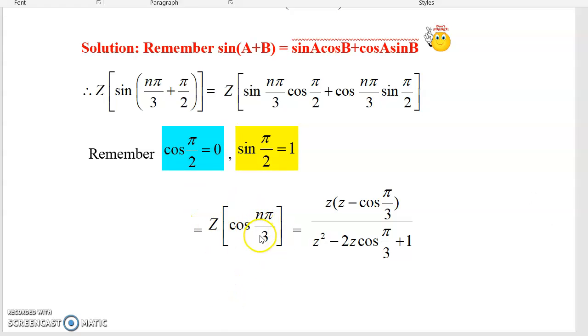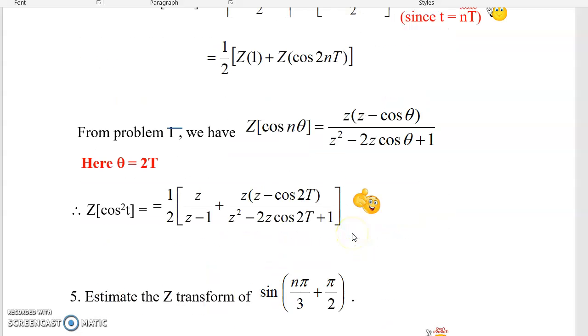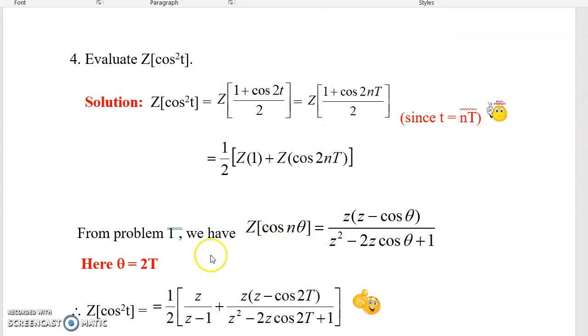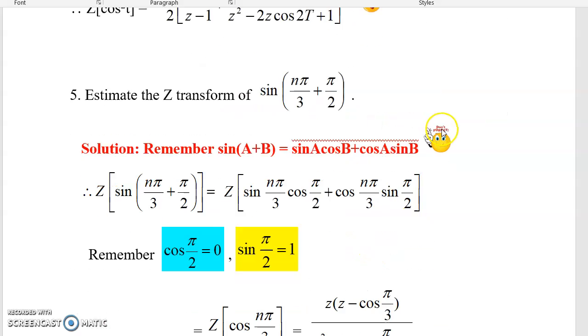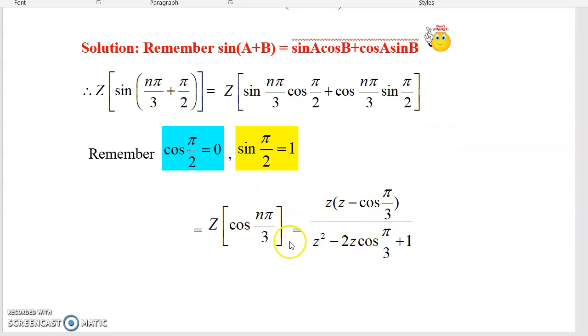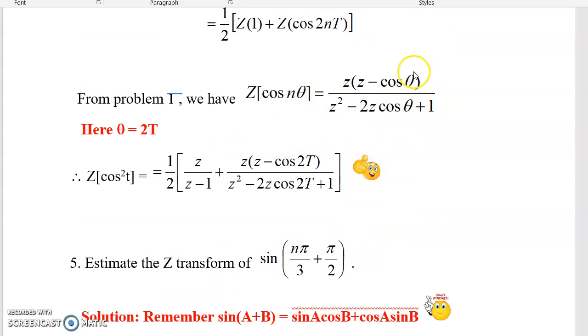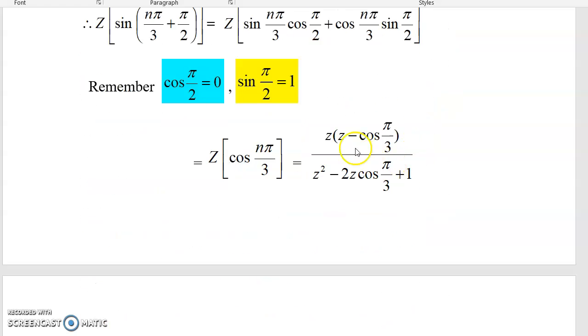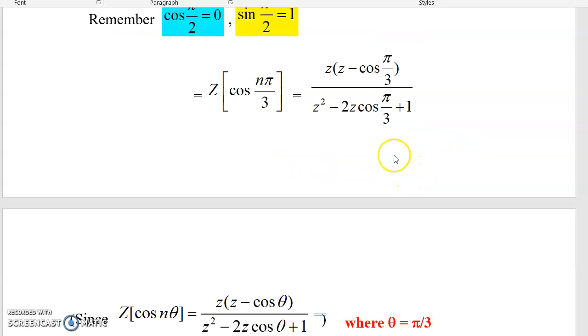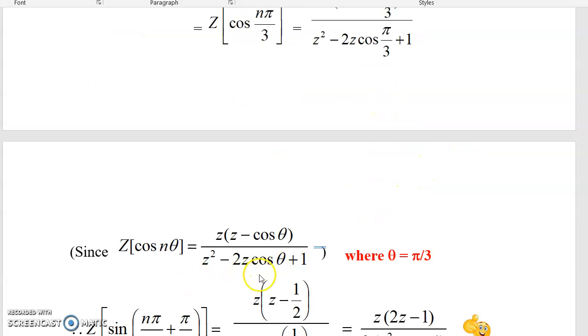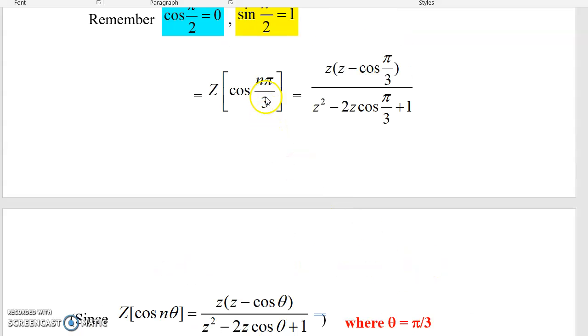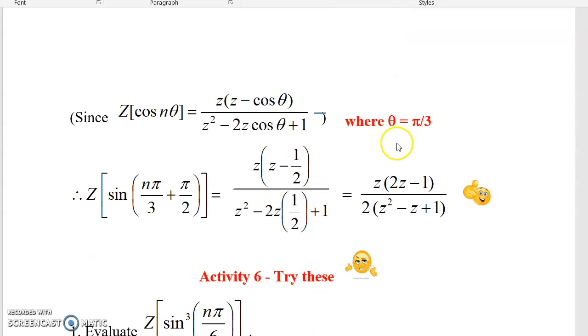And z transform of cos n theta, we know the answer. See, z transform of cos n theta is here, z into z minus cos theta by this. So using this formula for z transform of cos n pi by 3, here theta is pi by 3. See, z transform of cos n theta answer is this, where here theta is pi by 3. So in this answer, we should substitute theta as pi by 3. So that's what we have written here. Using this formula where theta is pi by 3, we have written the answer.